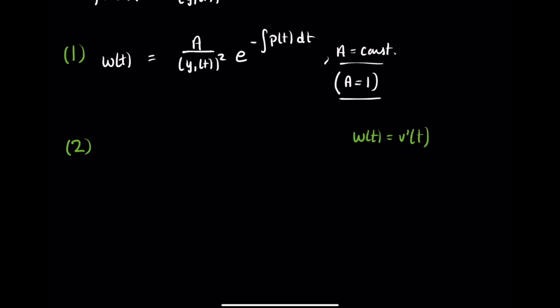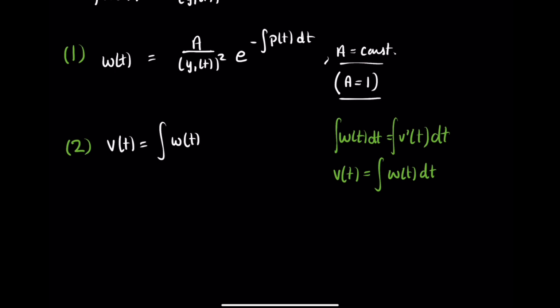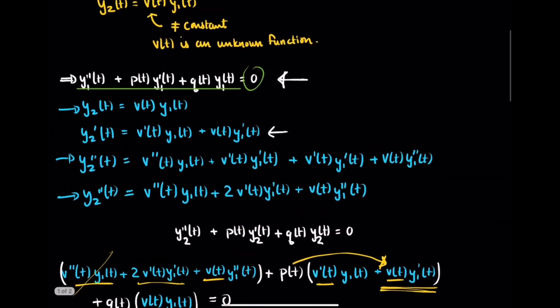So we're trying to find v(t). That means we're going to need the integral of both sides, and that will give us dv/dt. So v(t) is equal to the integral of w(t) dt. Therefore, v(t) is the integral of w(t) dt.